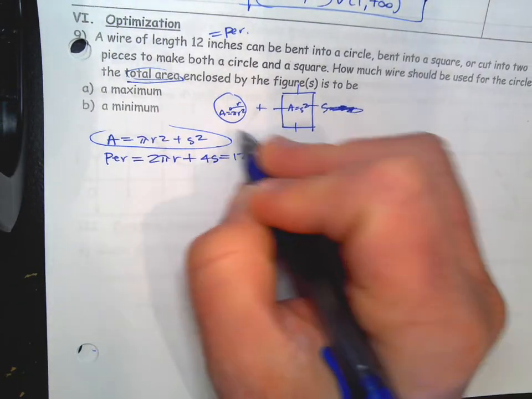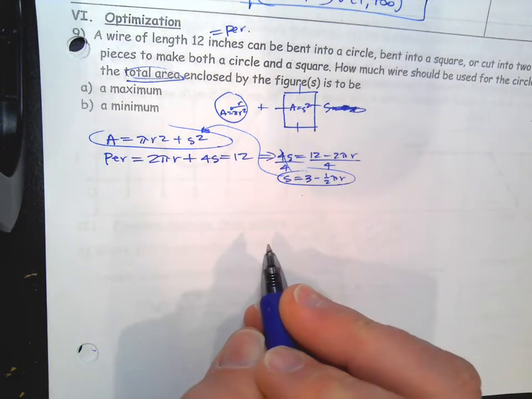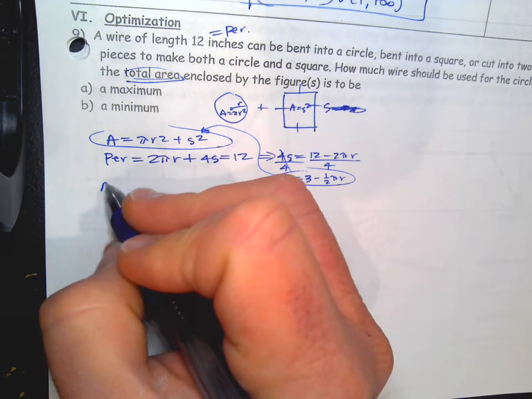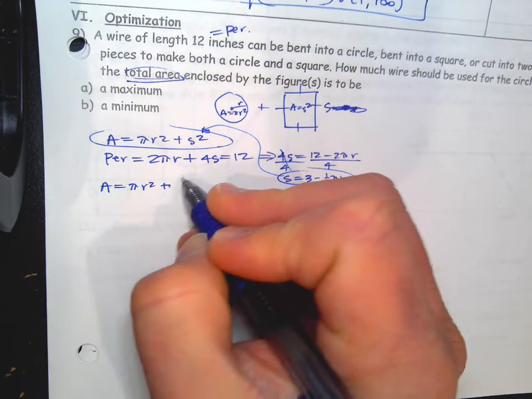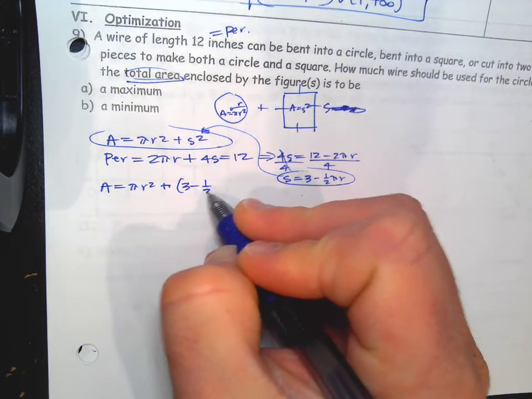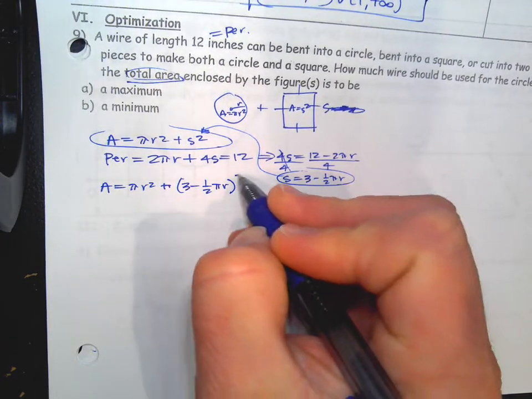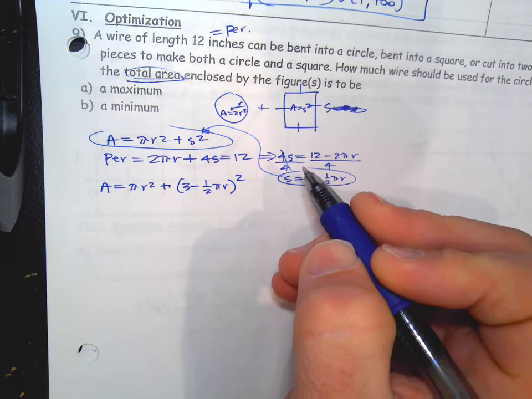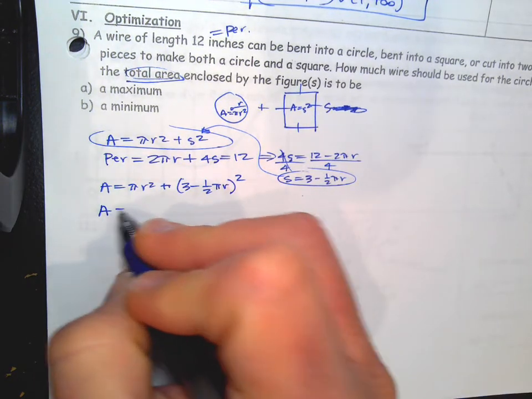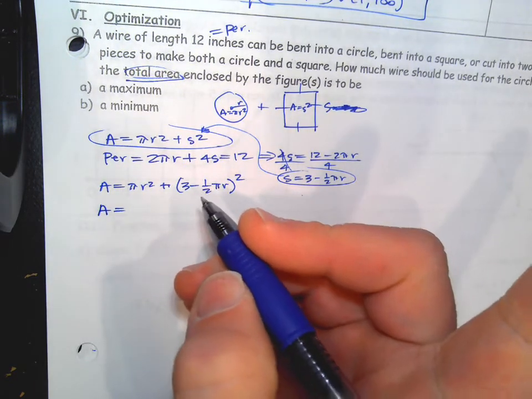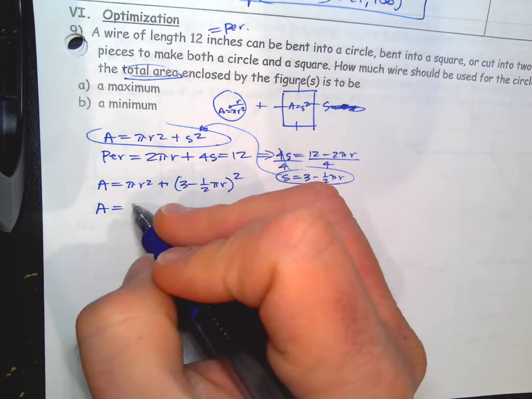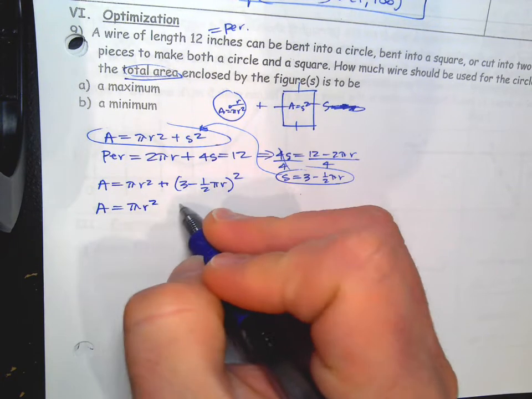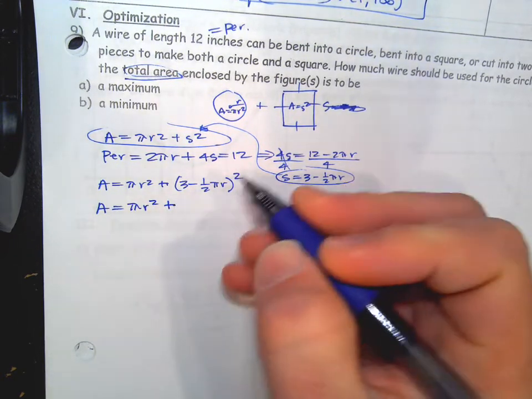And so we're going to plug that into the other equation. So now A equals pi r squared plus (3 minus 1/2 pi r) squared. So we should probably, we got it all in terms of one variable, which is one of your first goals on optimization problems. But I think we want to simplify it before we take a derivative, so we don't have to do chain rule necessarily.